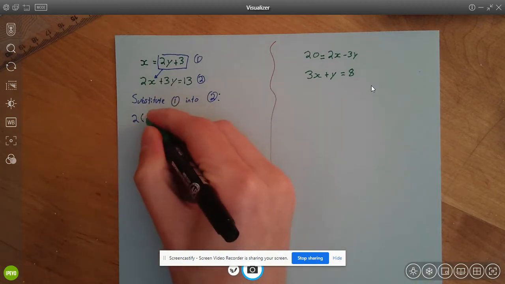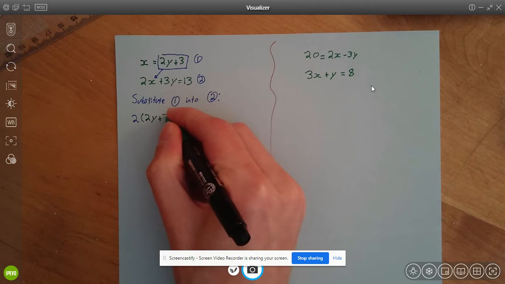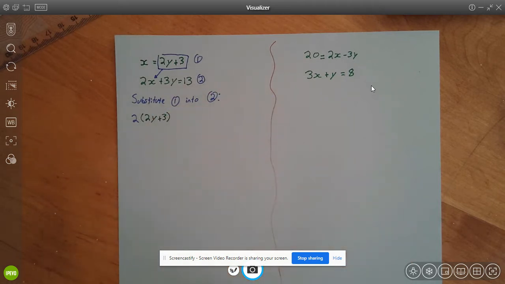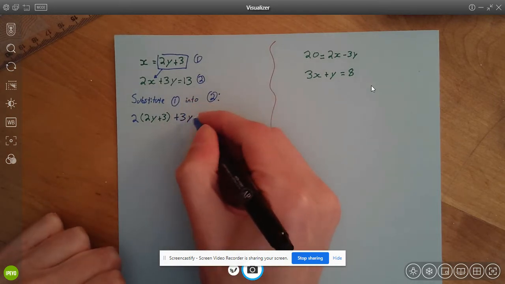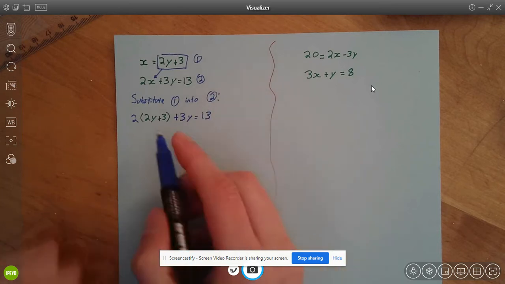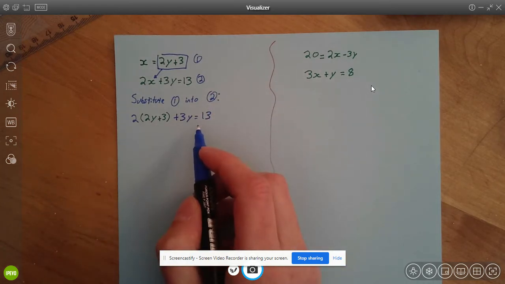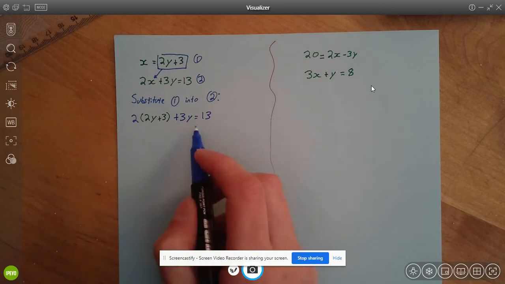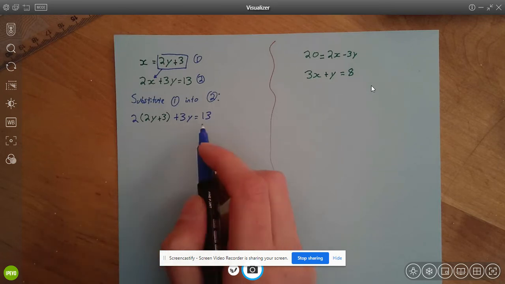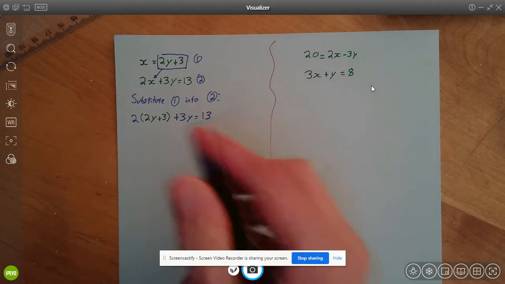We're always, again, substituting with brackets. So I've replaced x with 2y plus 3, and everything else in the equation is going to stay the exact same. So I've got plus 3y equals 13. And you might notice now that I have one equation and one unknown. So check after the substitution step. I've done it well here because I've got one equation and one unknown, and we know how to solve that.